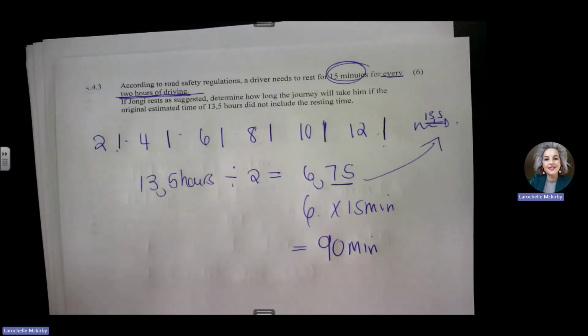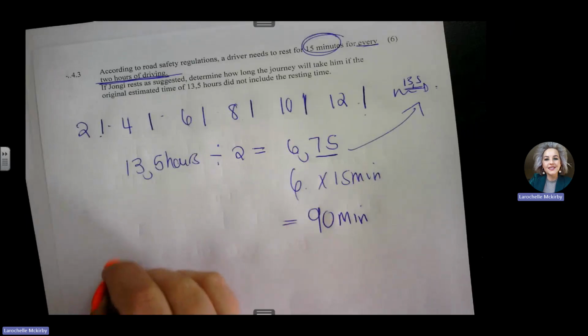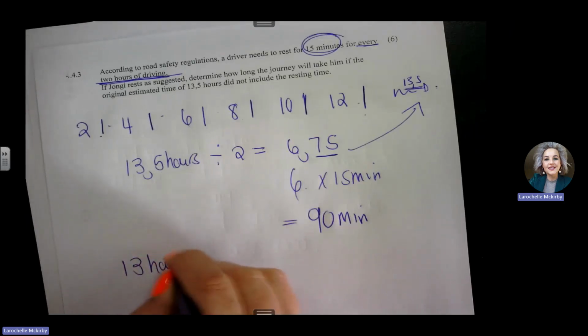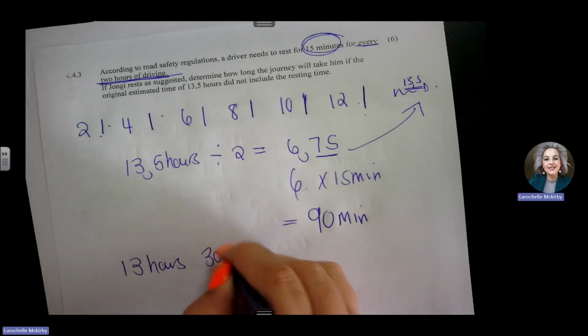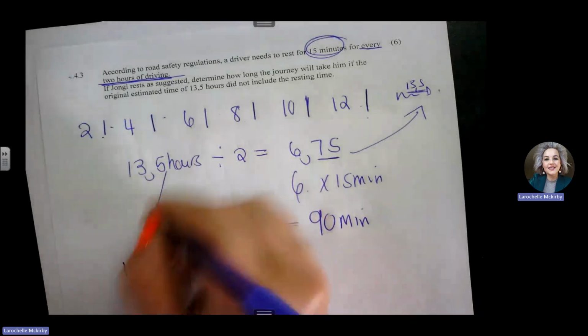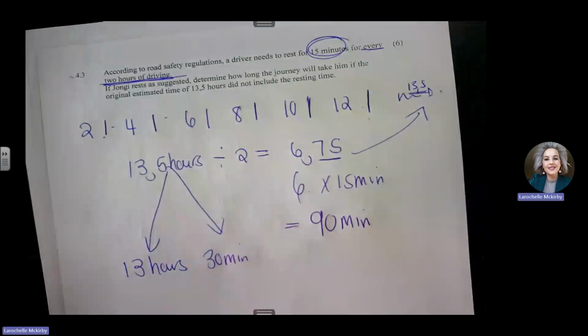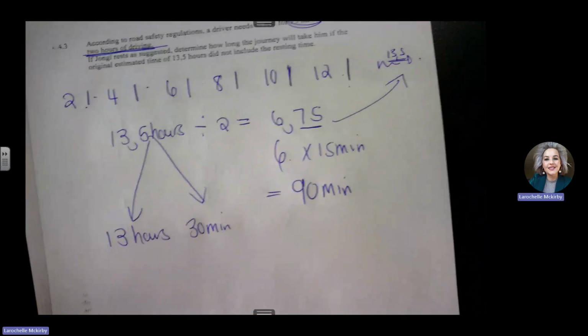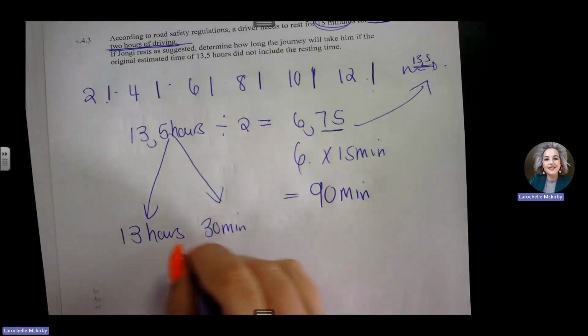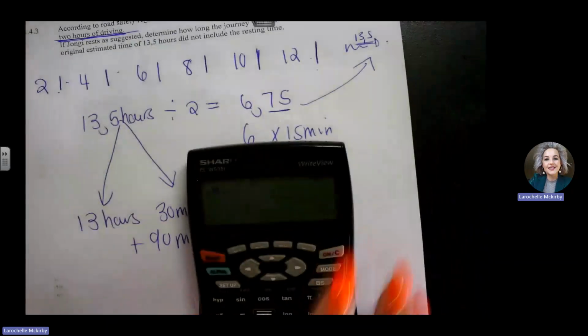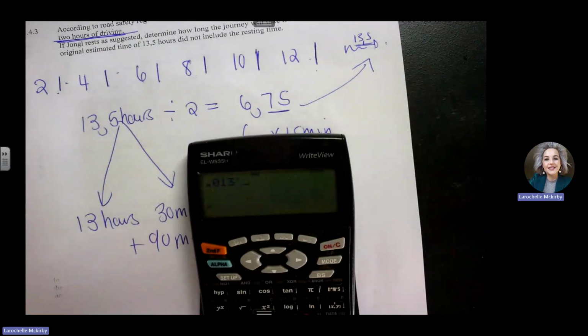So now they want us to calculate this total traveling time with the rest and everything in. So 13 hours and 30 minutes, because that is what 13,5 hours is. And we can just add the 90 minutes. So let me show you on the calculator how I do this. So we say 13 hours.